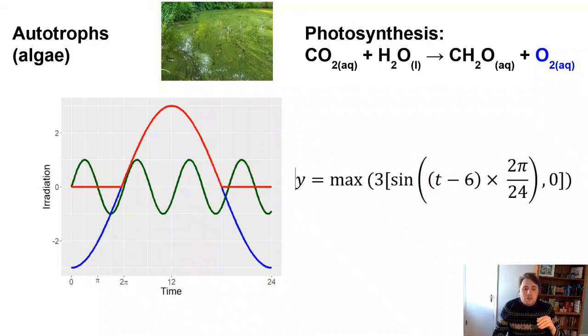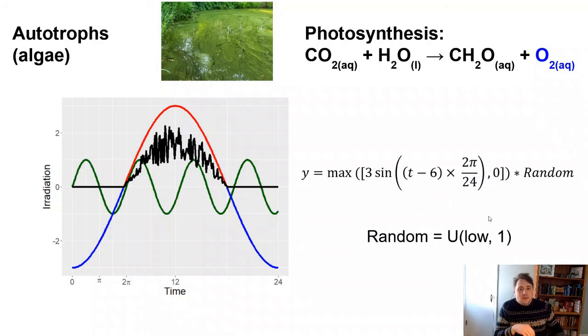So what I would say that we do is we can simply multiply this entire equation that we just generated by some random number that's between the lowest amount of light that might be intercepted by clouds, and 1. And this 1 represents 100% of light transmission. So, clear skies, 100% of light is getting through.